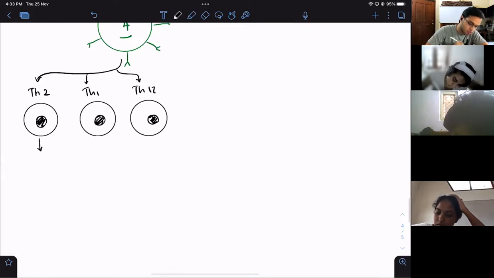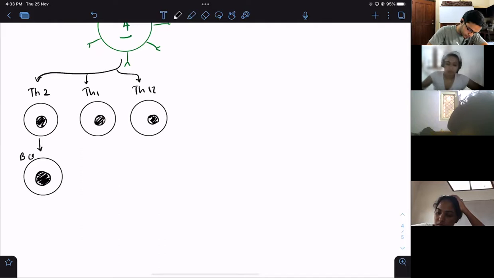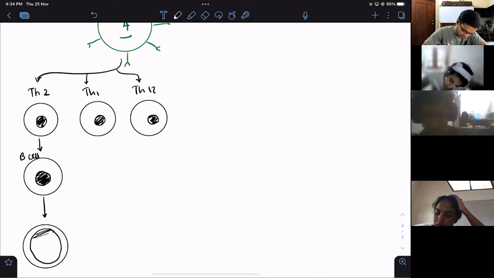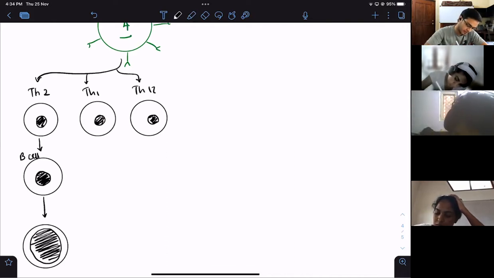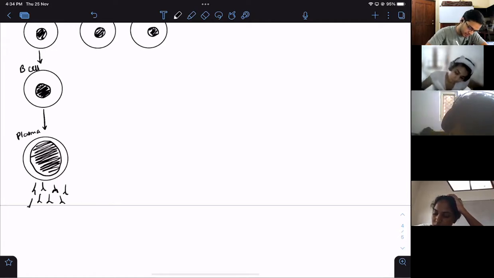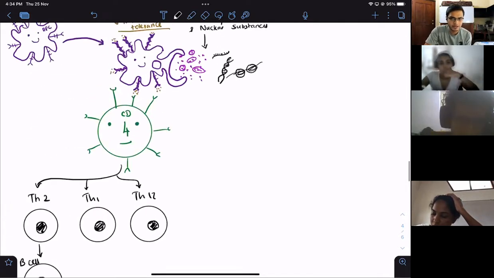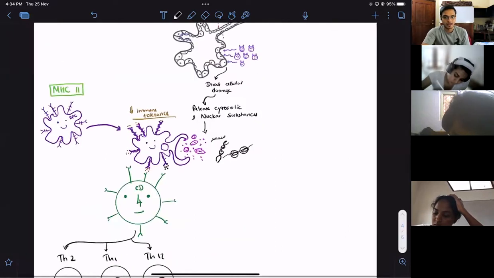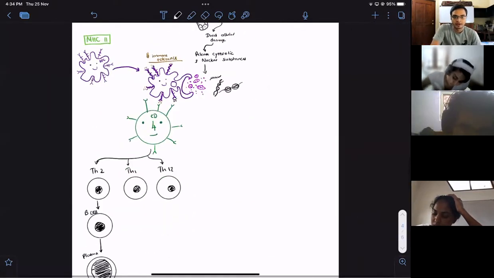Th2, you all know, when they get stimulated, they go and stimulate B cells, they cause B cell hyperactivity. And B cells mature into plasma cells. And plasma cells, you all know, guys, start producing antibodies. These are auto antibodies. Antibodies against what, guys? Against these antigens that were presented before.